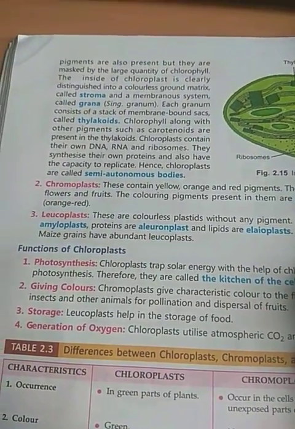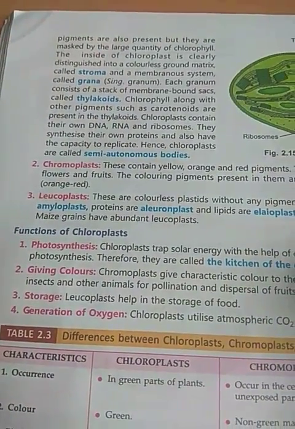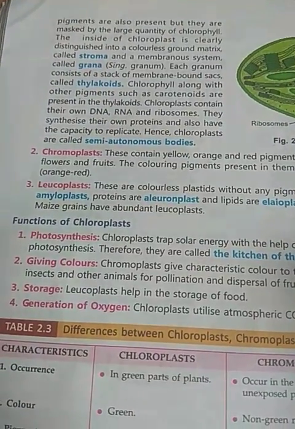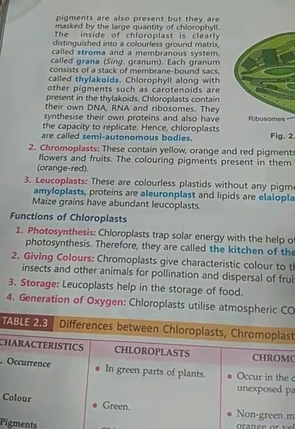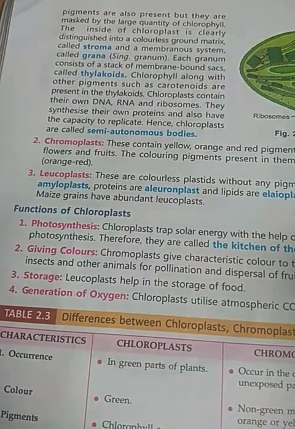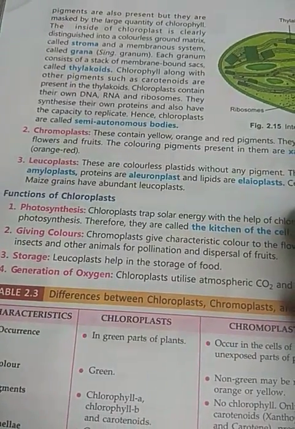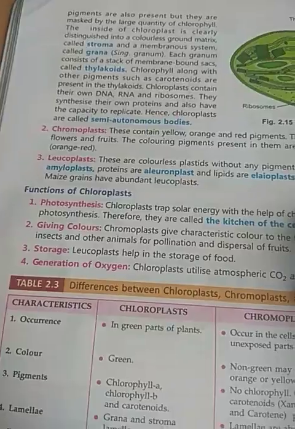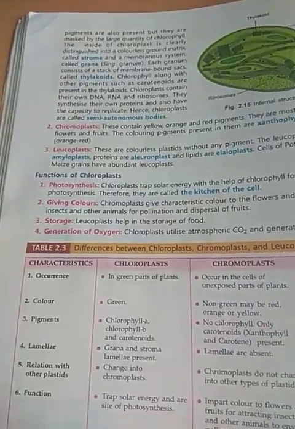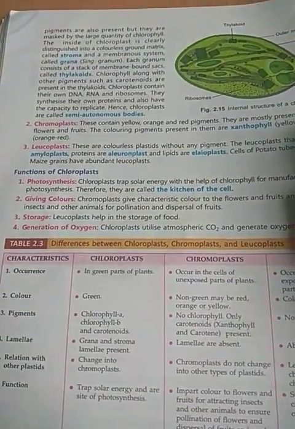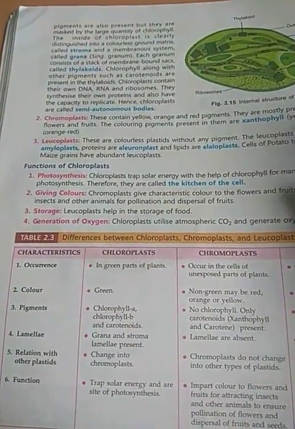Plastids are also semi-autonomous bodies, just as we studied for mitochondria, because they have their own DNA, RNA and ribosomes. They synthesize their own protein and also have the capacity to replicate. So chloroplasts are also called semi-autonomous bodies. Always remember, in plants the cell organelles mitochondria and plastids are semi-autonomous bodies, because they have their own DNA, RNA and ribosomes.